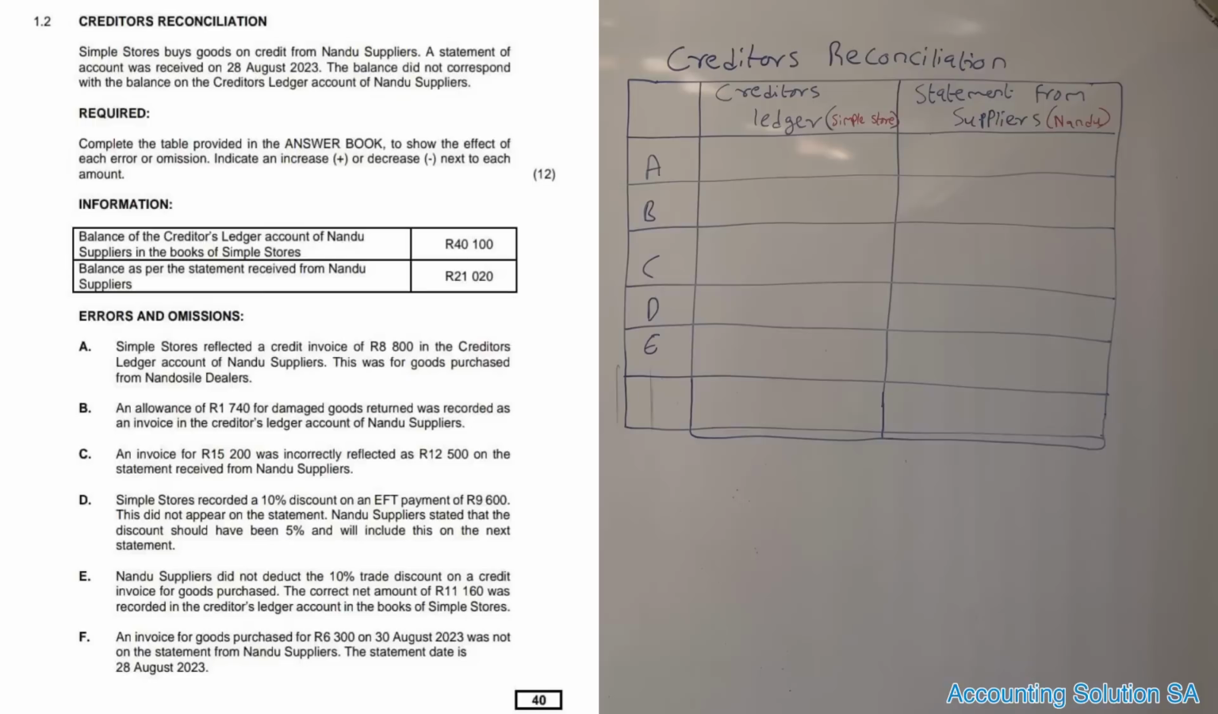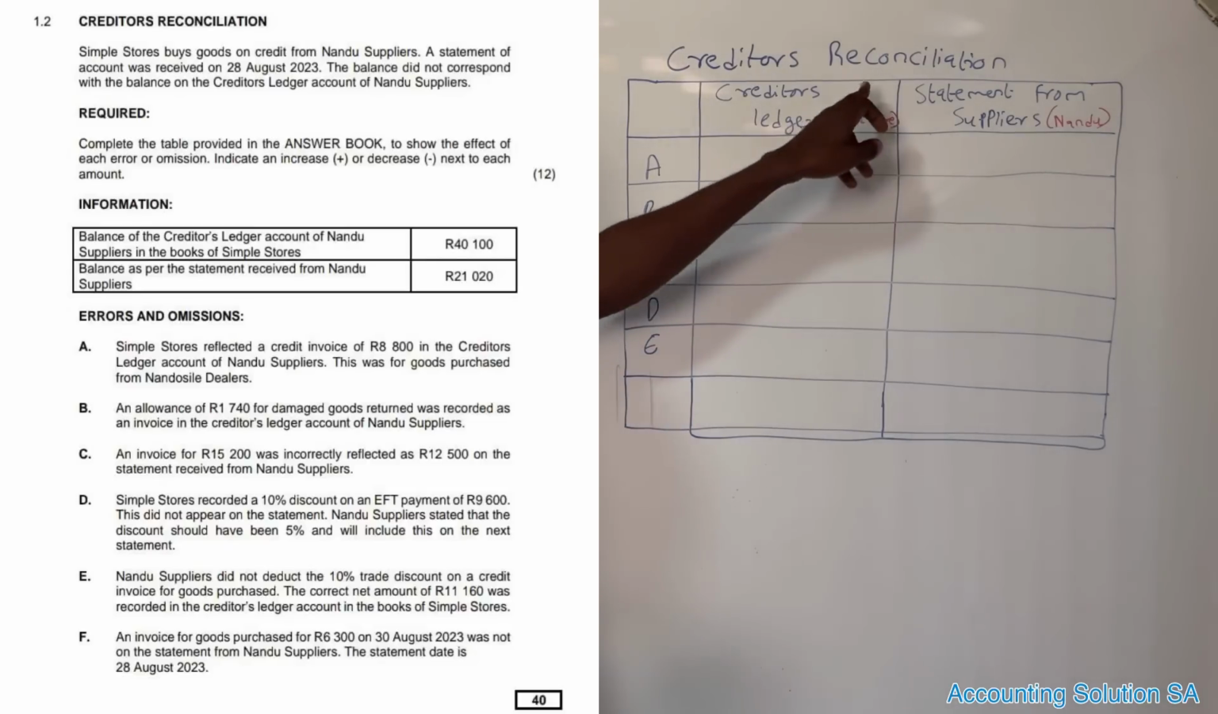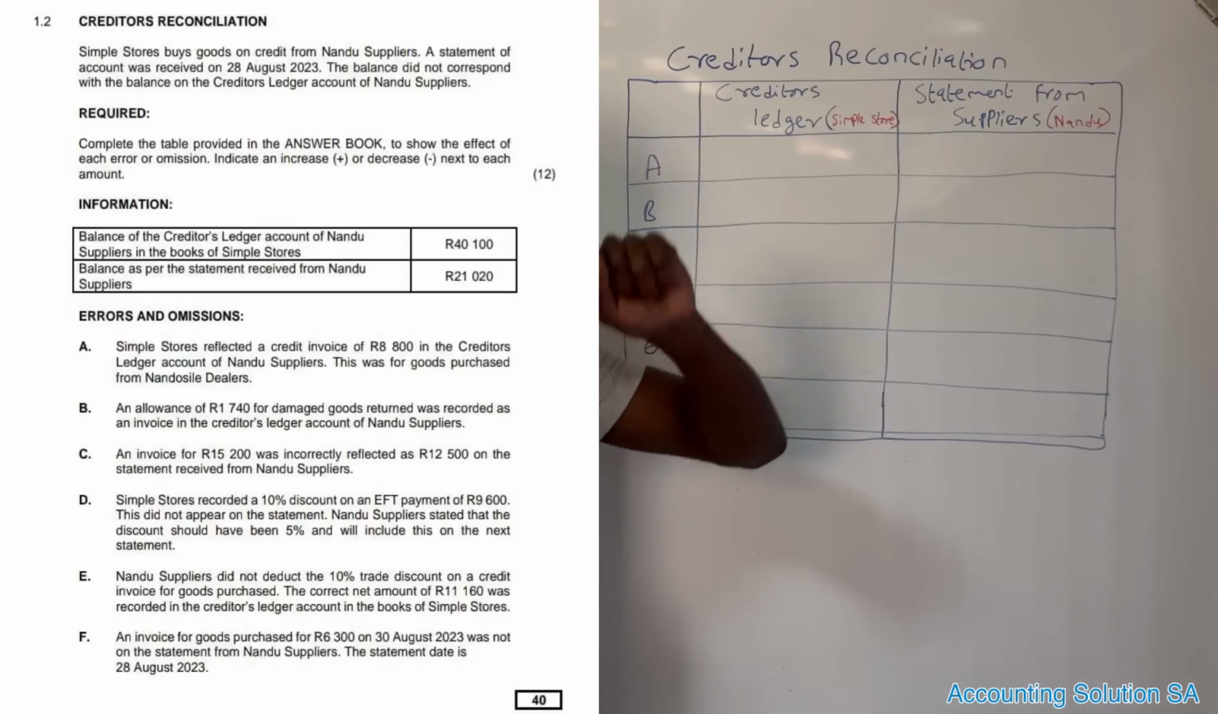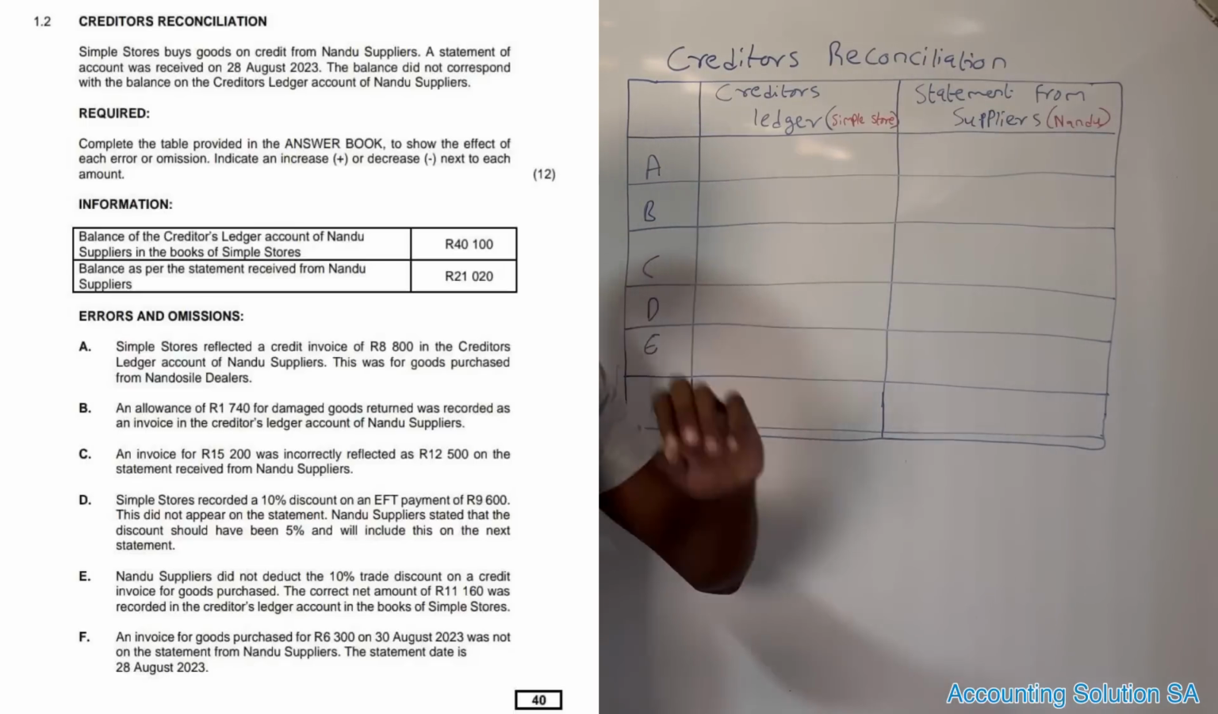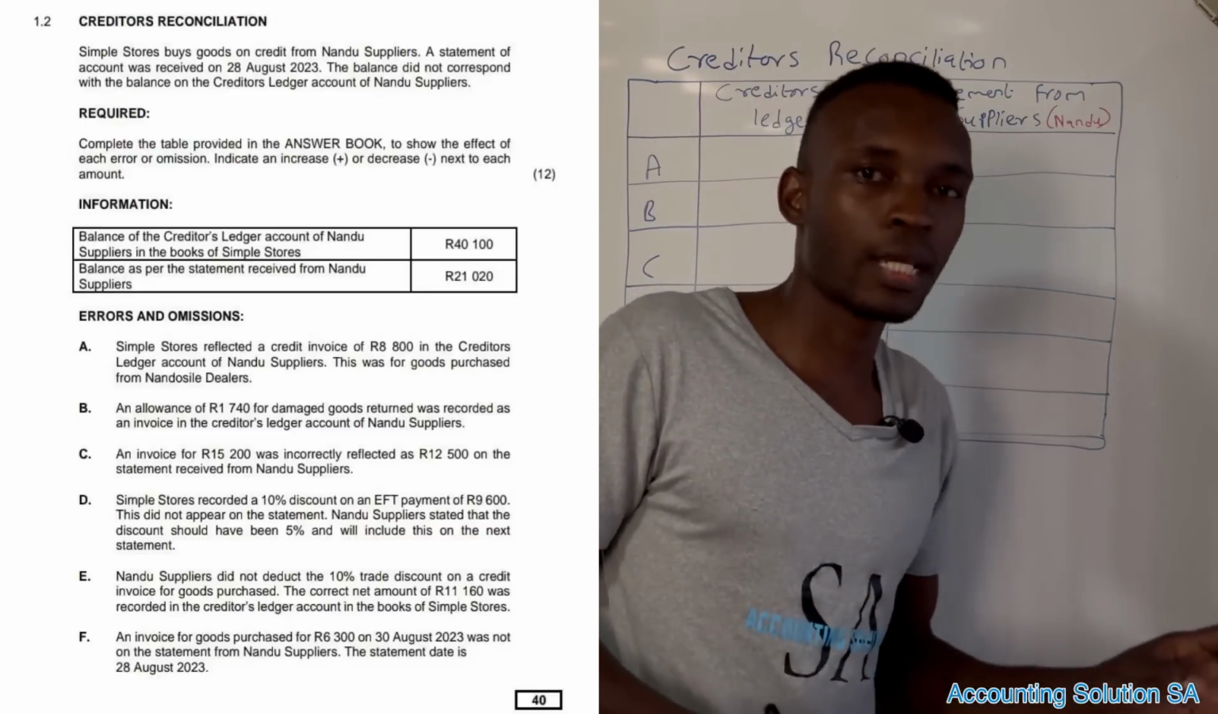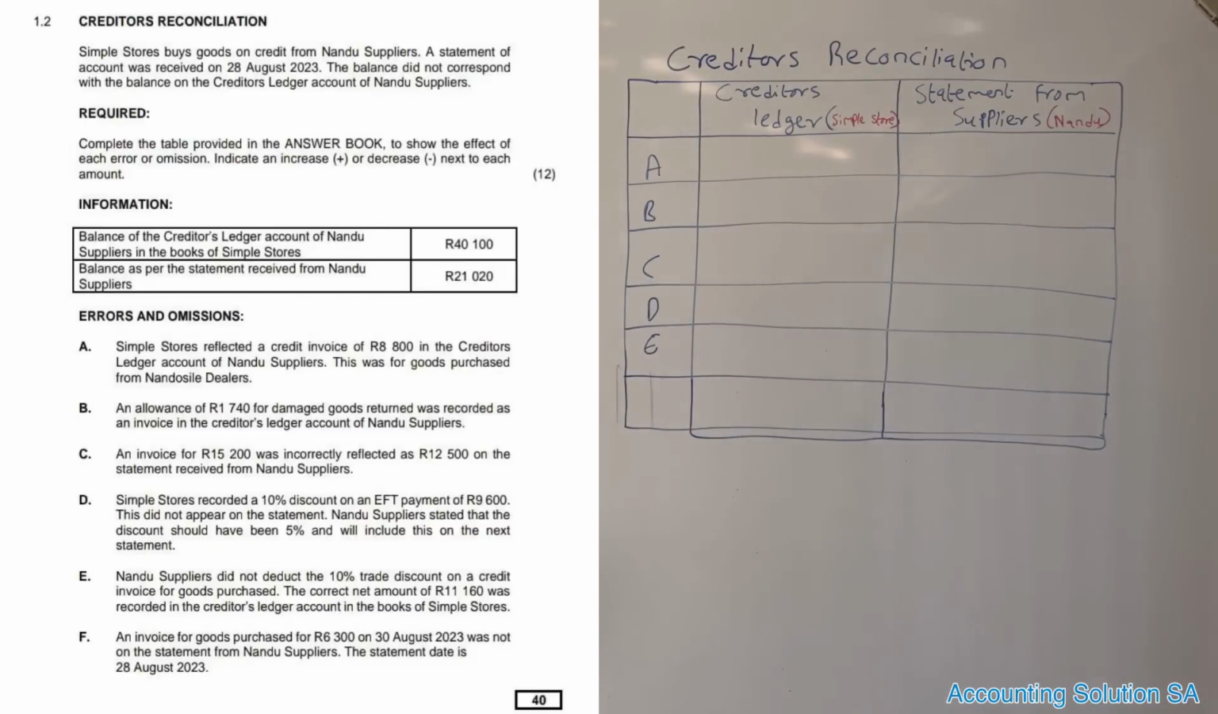Creditors reconciliation 1.2. Simple Store buys goods on credit from Nadu Supplier. A statement of account was received on 28 August 2023 and the balance did not correspond with the balance of the creditors ledger account of Nadu Supplier. In other words, our business is Simple Store. Our supplier that we are dealing with today is Nadu. If we find any other supplier included, we must cancel it. We must do it separately, not on this one. Here is Nadu and Simple Store only. Okay, let's check.